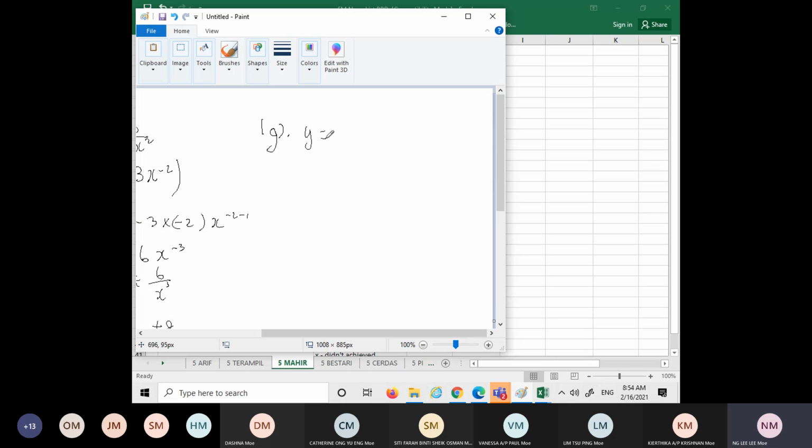This is y equals 4 over 9 x to the power 3, minus pi x, plus 6. Oh, you scared of the pi, is it? Before that, this one I want to change into a negative index. So 4 over 9, leave it, x to the power negative 3, minus pi x, plus 6. So this is y. So dy/dx.